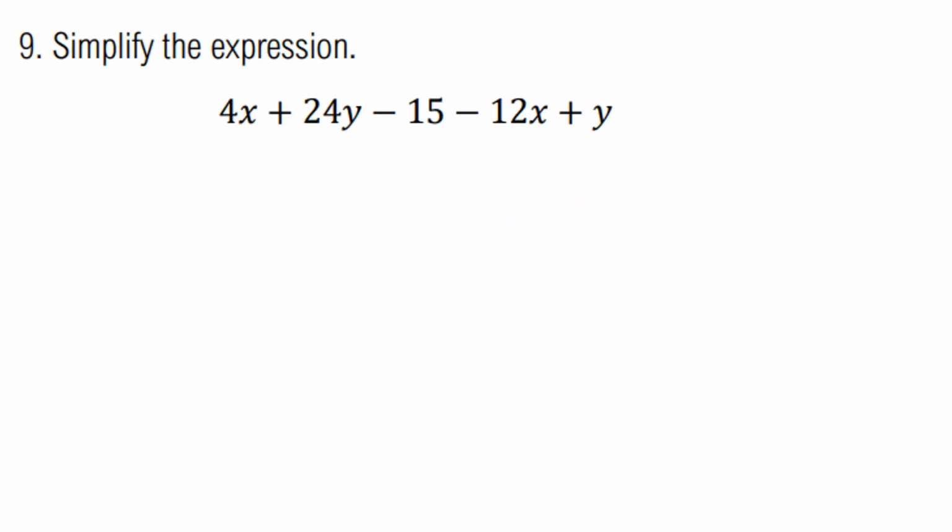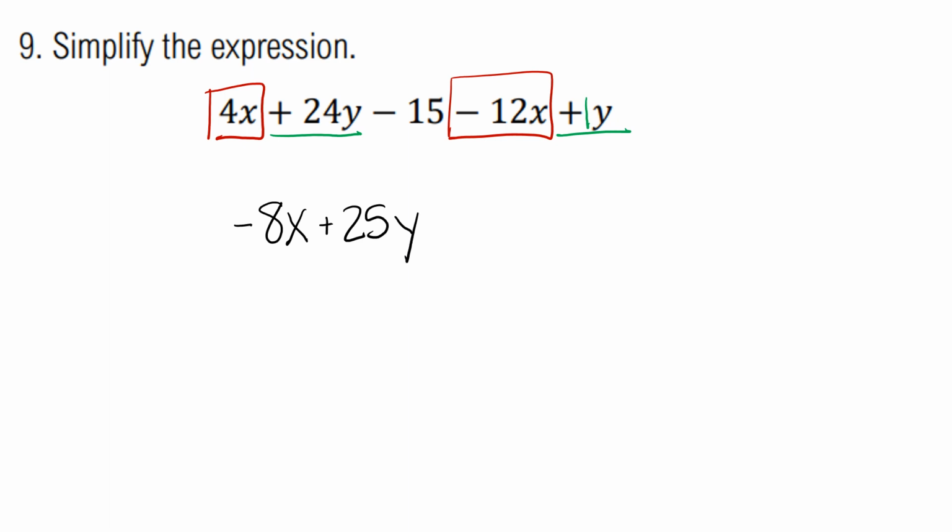Number 9, simplify the expression 4x plus 24y minus 15 minus 12x plus y. So combining like terms, we can combine the 4x and the minus 12x. 4 and negative 12 would give us an answer of negative 8, so it would be a negative 8x. We can also combine the positive 24y and positive y. We know that this would be a positive 1y. Positive 24 and positive 1 would give us a positive 25y. And then the minus 15 would stay the same as it has no other like terms to combine.